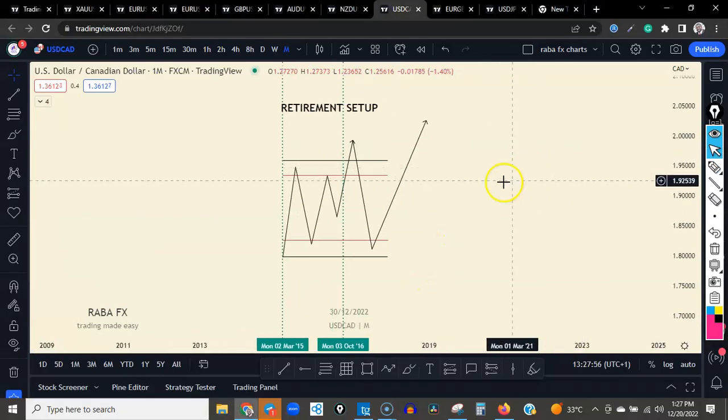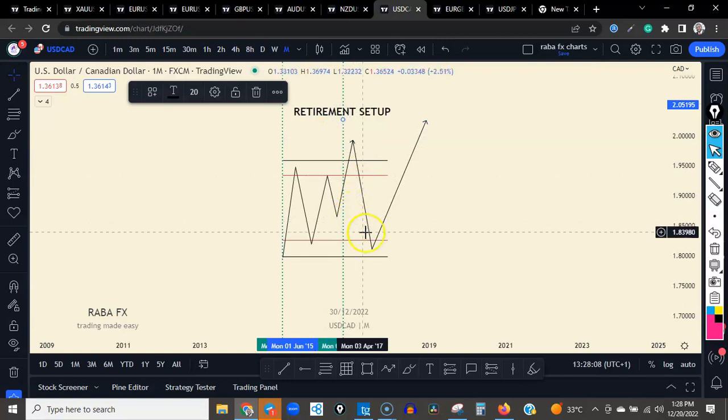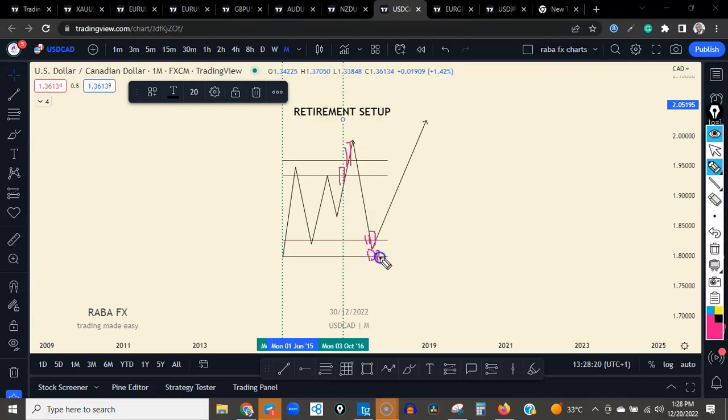The next entry model is called the retirement setup. This is the model coined by the master, which simply means once you get your confirmation to the upside, you simply wait for price to come to the IDR level or the DR level. And I keep saying, when price gets there, don't put a limit order and expect, oh, this is a retirement setup, and leave a limit order here with stop loss below.